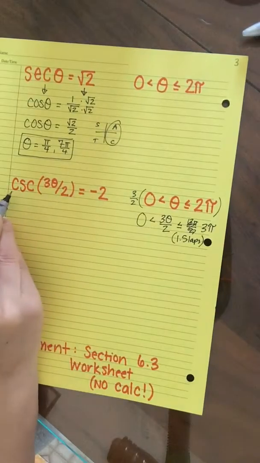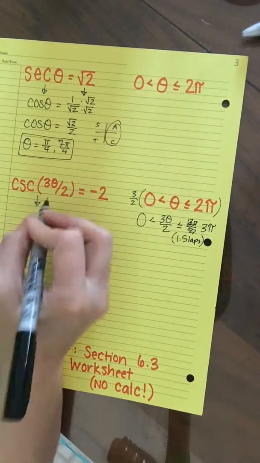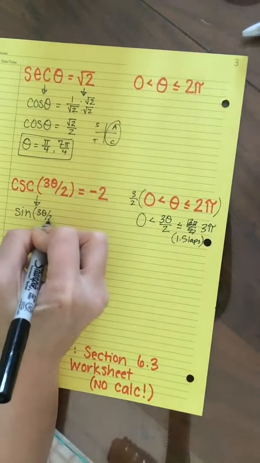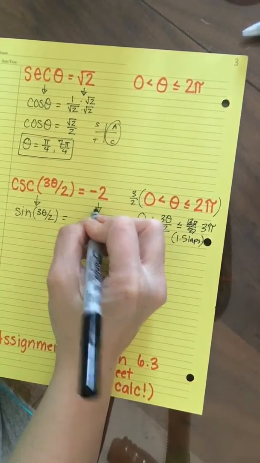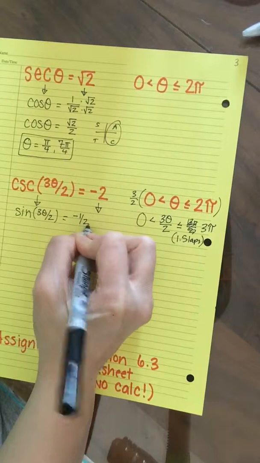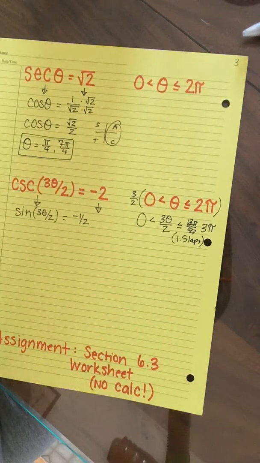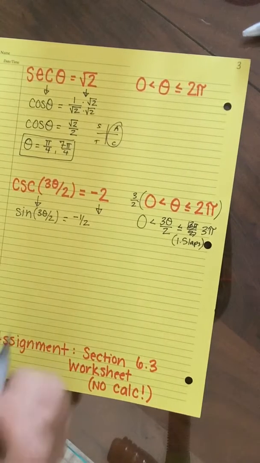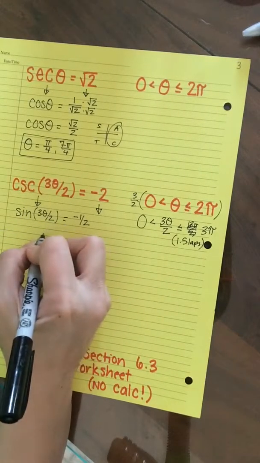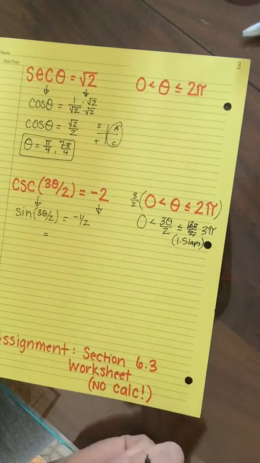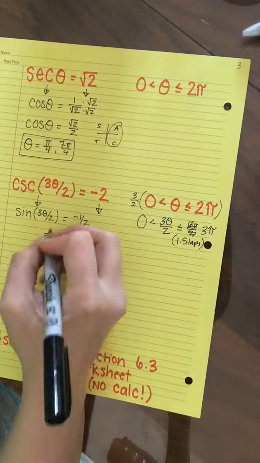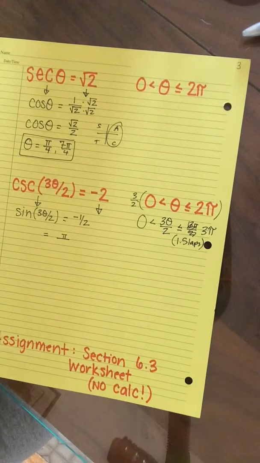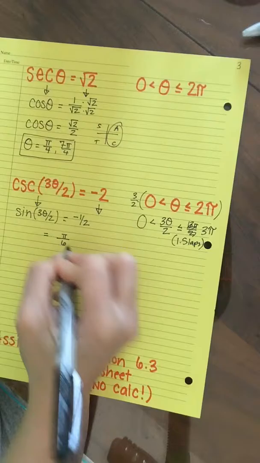Now, since this is cosecant, let's do the reciprocal. This will become sine of 3 theta over 2 equals, the reciprocal on this side, -1/2. And if you're using reciprocals, you have to use it on both sides of the equation. You have to play fair. If you only do it on one side, it will not work. So sine is your y value, and it equals 1/2 at pi over 6.